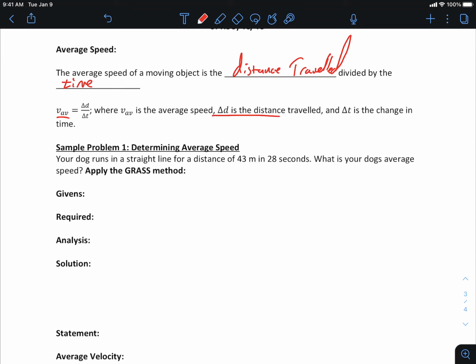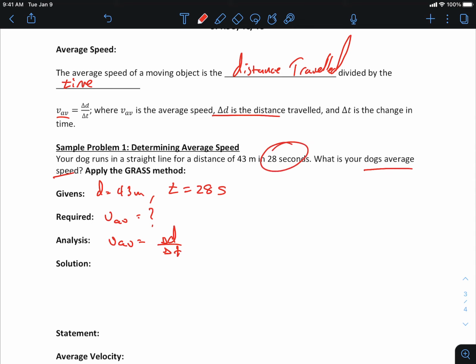So the things that I do know is the distance. Okay, well the D is 43 meters. Right, and T, it told me how long it took. Okay, 28 seconds. Right? What's the thing that I'm looking for? What's your dog's average speed? So VAV. All right. Well, we conveniently know what VAV is equal to, right? VAV is equal to the change in distance over the change in time.